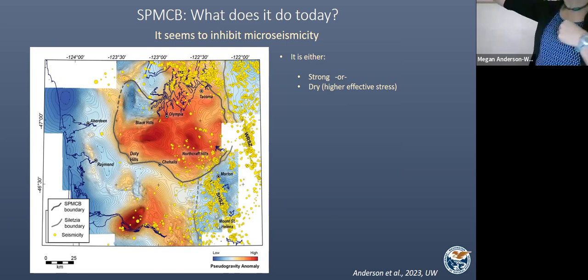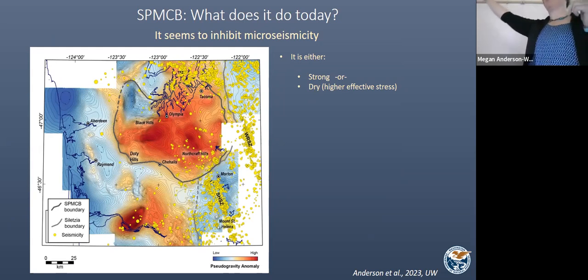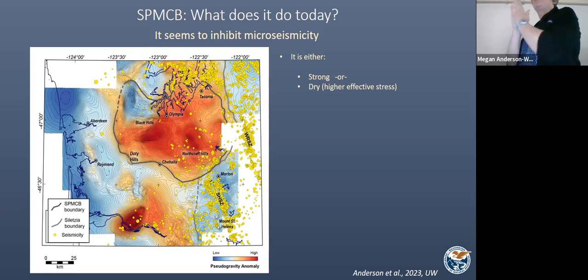The Western Rainier seismic zone actually skirts the eastern edge, and then up in the north, that pod of seismicity along and just south of the Tacoma Fault kind of stops when we hit the northern edge of the body. So from this, we're thinking it's either a strong section of the crust, or maybe it's dry, so higher effective stress leads to the faults not actually slipping in microseismicity.